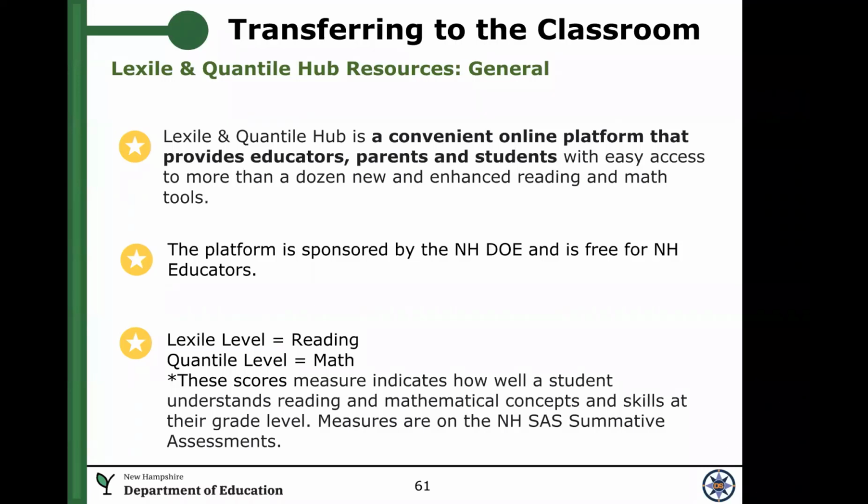Most of us are familiar with Lexile level, which is reading, but Quantile level is, I feel like, a little bit newer. It has more to do with a math level. And these scores are showing us how well a student understands either math or reading concepts at their particular grade level. And these are measures that are going to start showing up on the New Hampshire SAS summative assessments. So teachers in the higher grades are maybe a little bit more familiar with it, but they are definitely measures that can be used in the lower grades.